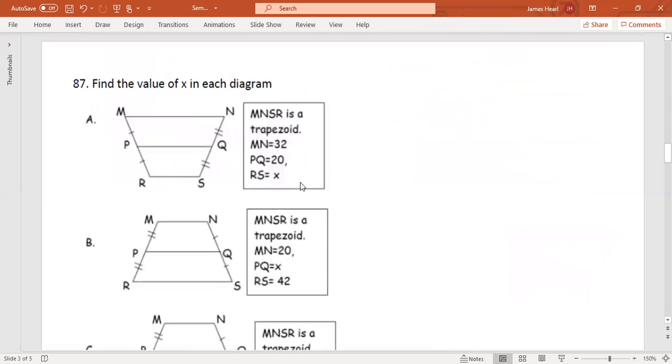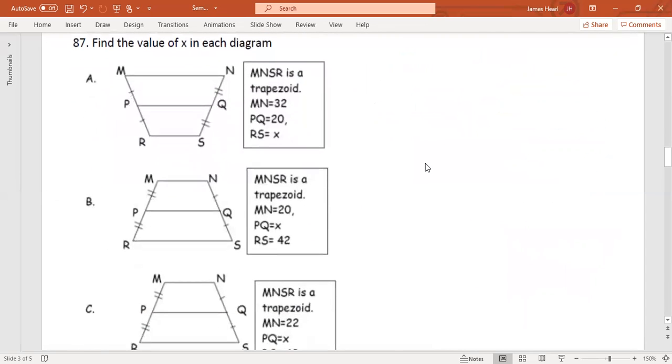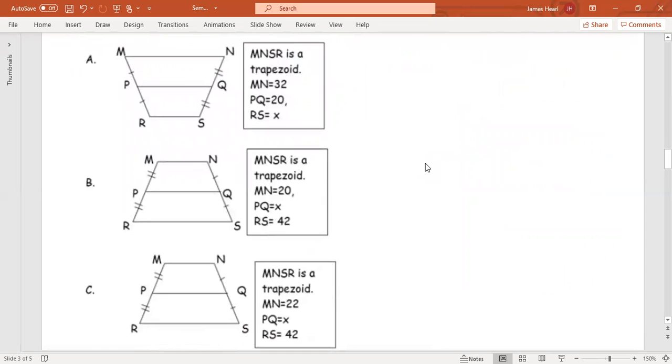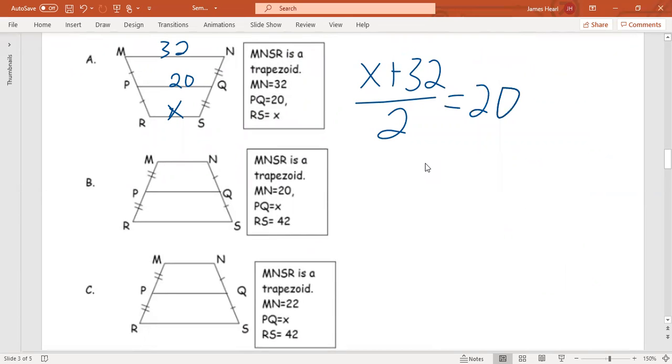Which then brings us to 87. We have three quickie arithmetic problems for each of these. We're going to deal with the mid-segment concept for a trapezoid 3 times in a row. So MN was 32, PQ was 20, and RS is the one we don't know. We'll leave our X there. So (X plus 32) cut in half has to equal 20. Remember, mid-segment is the average of the top and the bottom is equal to the middle one.